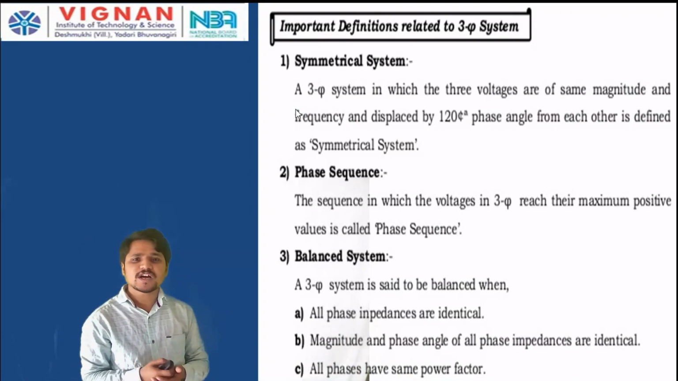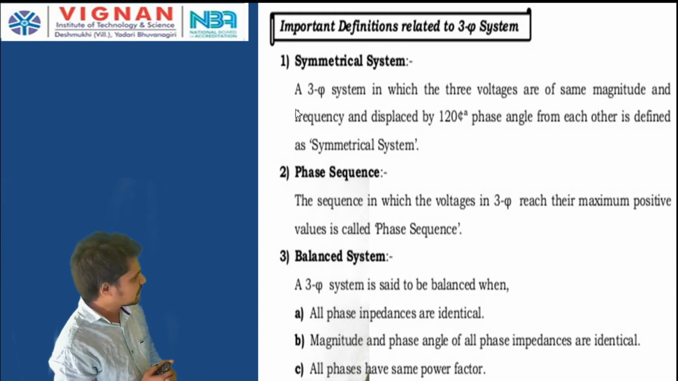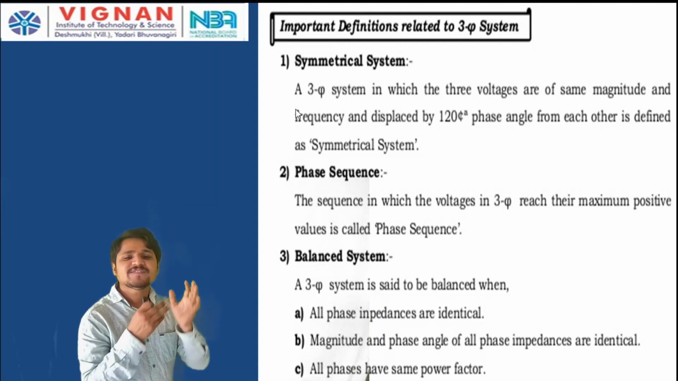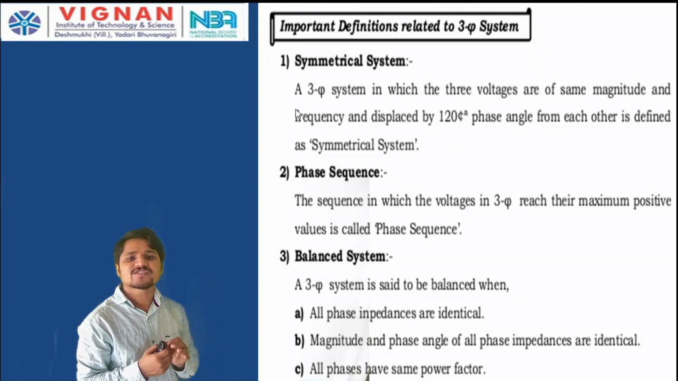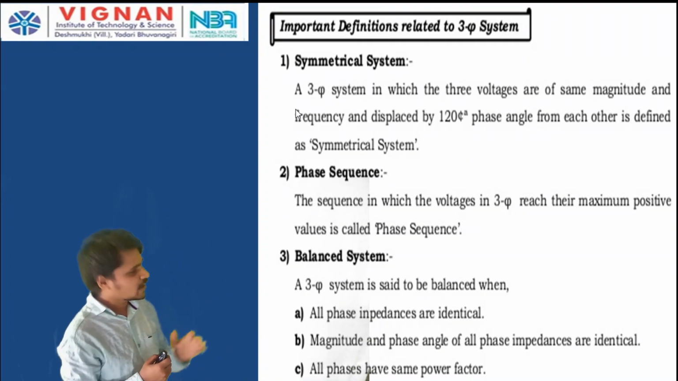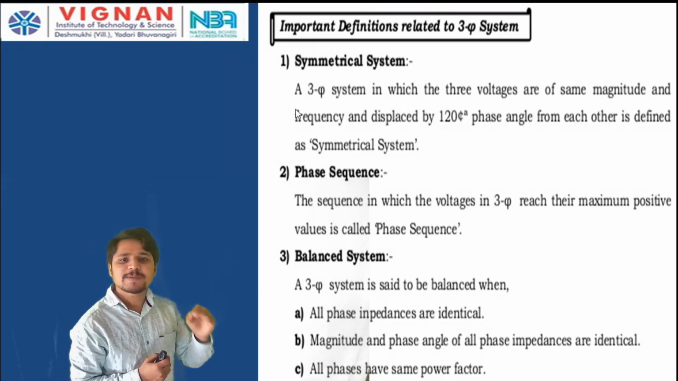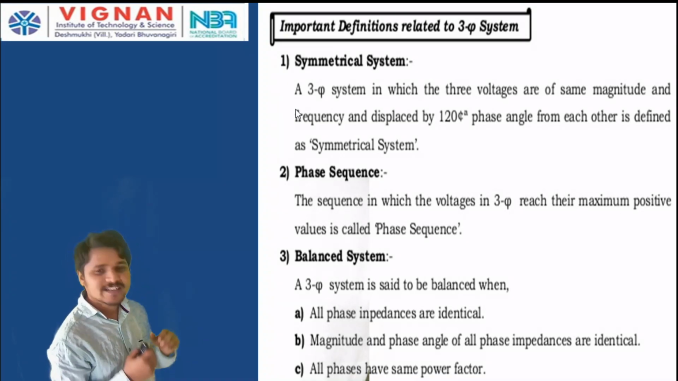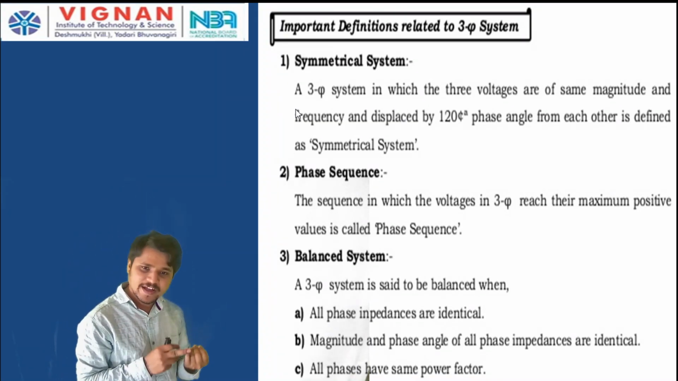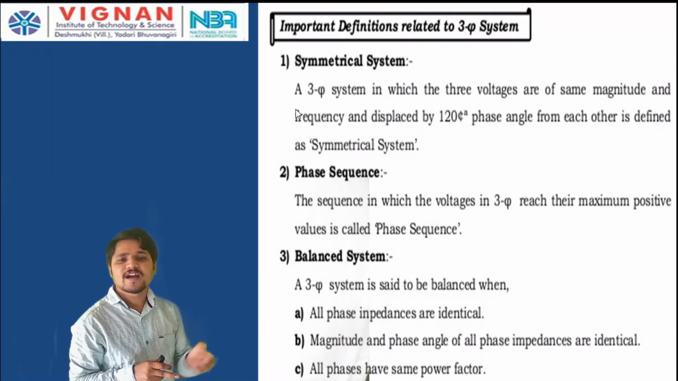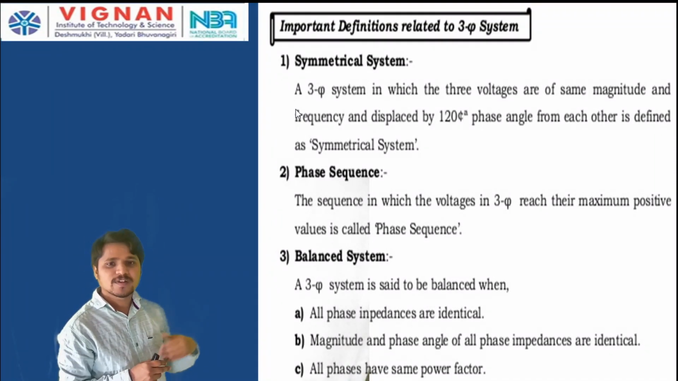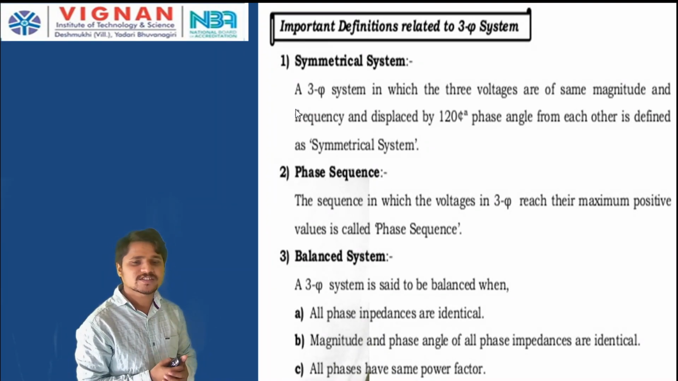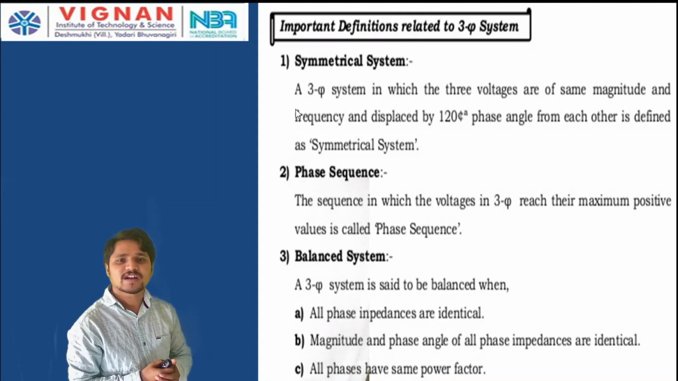Next, coming to some important definitions of the three-phase system. First one is the symmetrical system. So, what is a symmetrical system? A three-phase system in which three voltages are of the same magnitude and frequency and displaced by 120 degrees phase angle from each other is called a symmetrical system. That means the magnitude is the same and the frequency is the same. And in the three-phase system, the three voltage and three current quantities are displaced by 120 degrees apart. Then the system is called a symmetrical system.